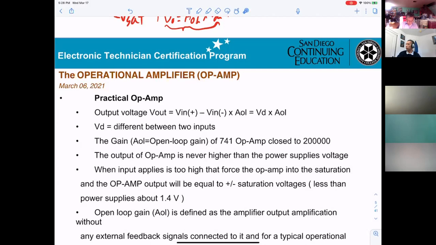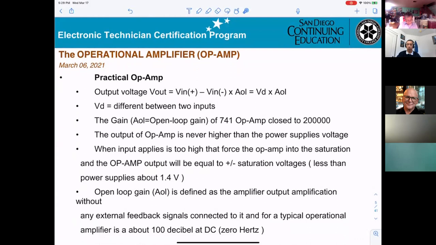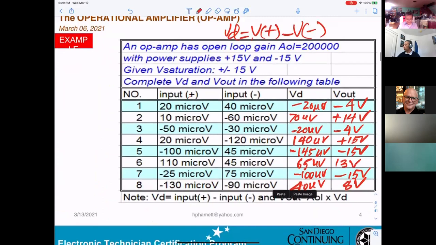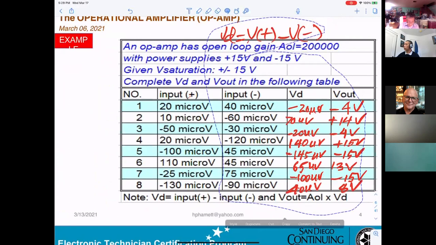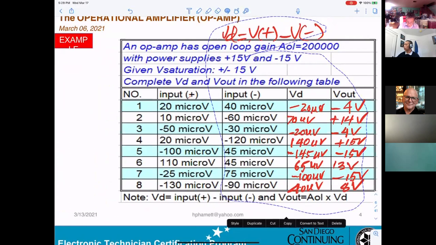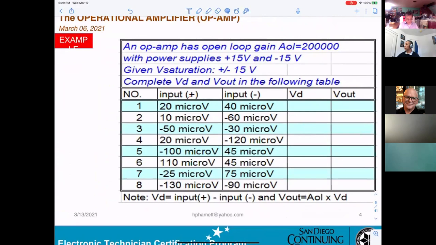Mr. Pham, question? Yeah. In the first line here, output voltage, don't you need parentheses to enclose Vn plus and Vn minus? Okay, you're right. Basically, you need that. Okay, thank you. And last time we already did this problem here. Make sure everyone knows how to do the calculation. If you have any question, go ahead and let me know.